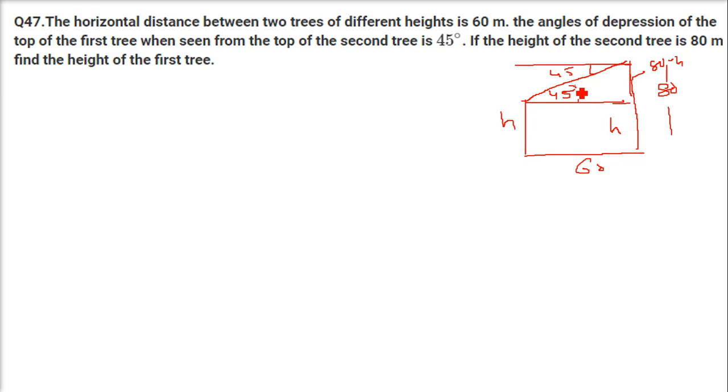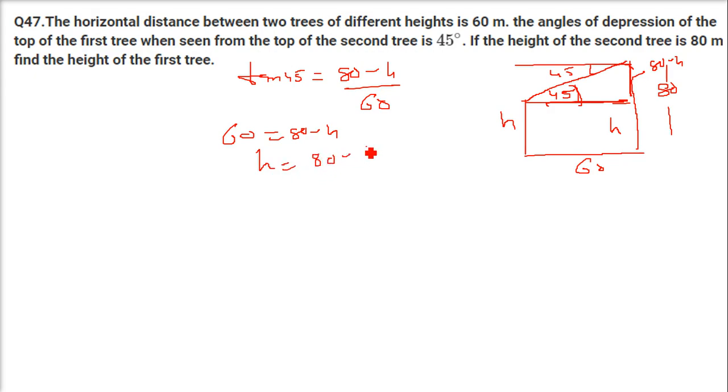So let us take this one first. Tan 45 degree will be what? 80 minus h by x, which is 60. So 80 minus h by 60. Tan 45 is 1, so 60 will be 80 minus h. What will be h? 80 minus 60. So h will be 20.